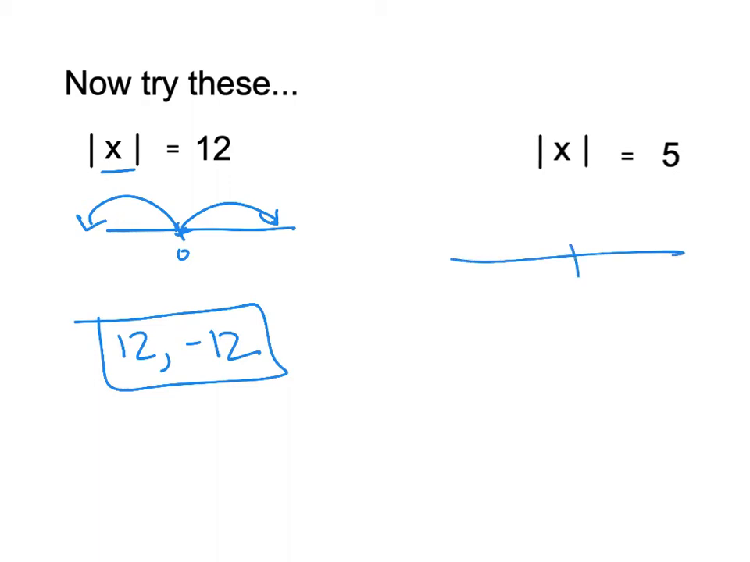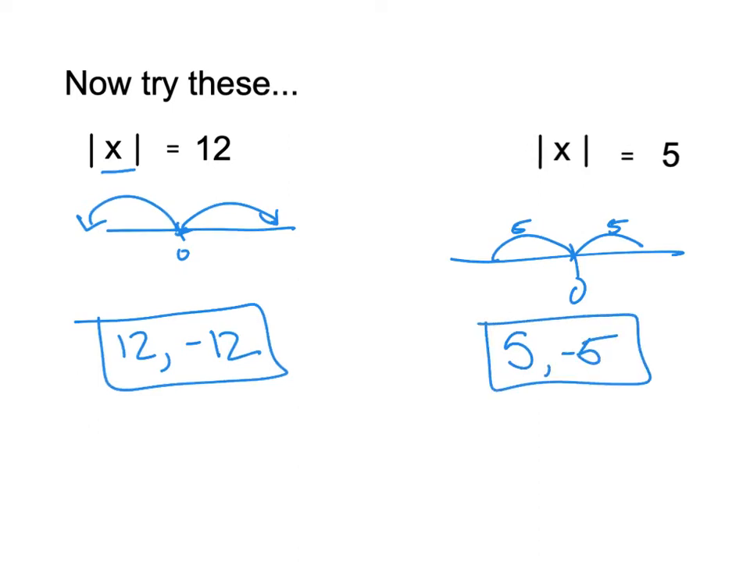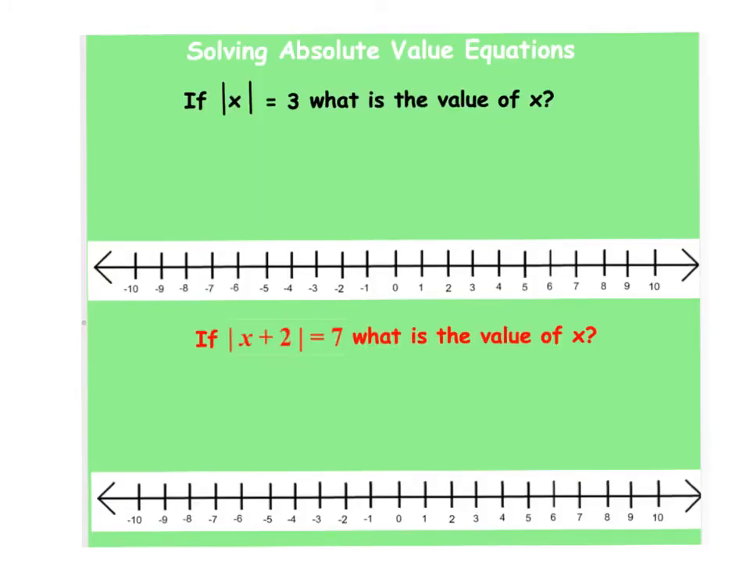Same thing with the absolute value of x is 5. Here's 0. I want 5 that side of 0, and I want 5 that side of 0, which gives me a positive 5 and a negative 5. Two answers. So when we look at an equation, we already did this. 3 away would be a positive 3. 3 away this way would be a negative 3. Again, two answers, and this is going to come into play.